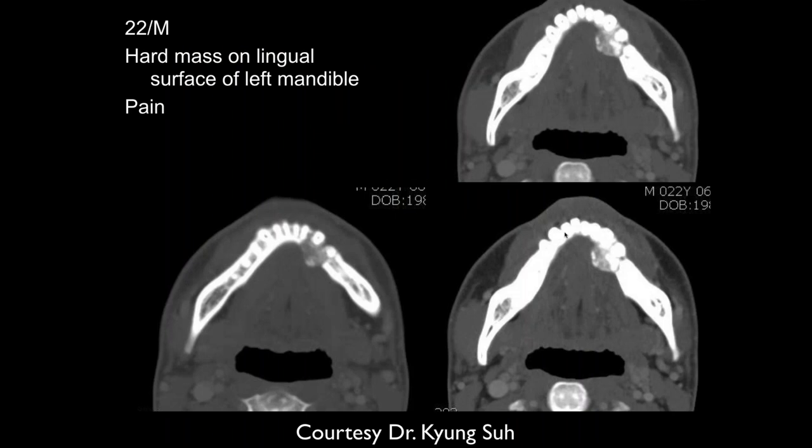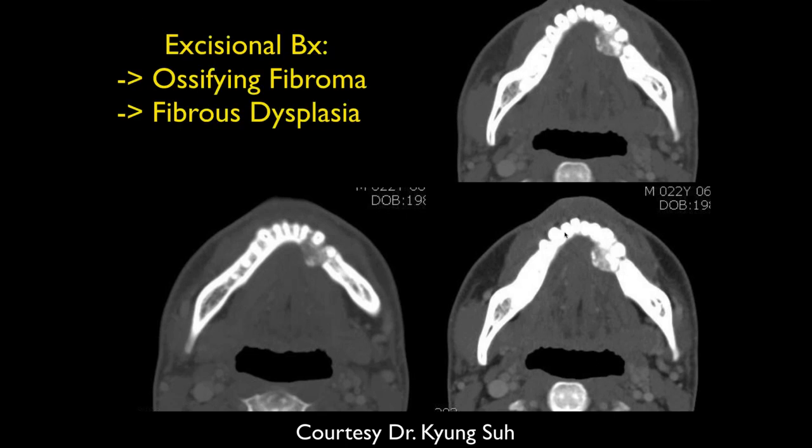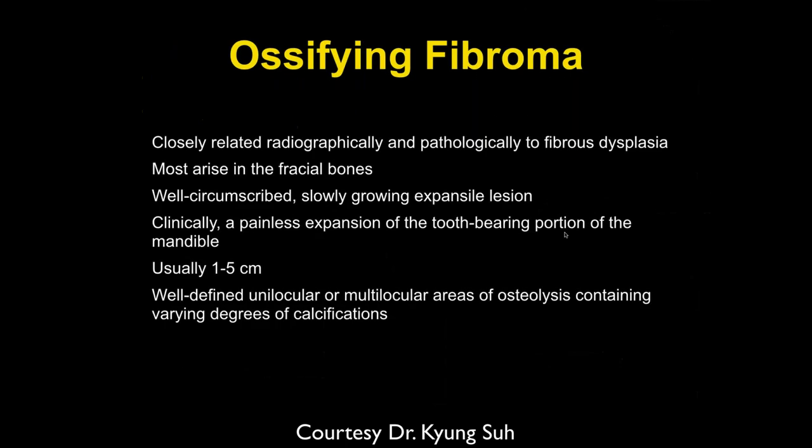Similar to multiple prior cases we saw, it's bony expansion and mixed density. Again, it could be fibrous dysplasia. This was biopsied, and this is kind of the differential, and finally they decided that this was an ossifying fibroma, very similar to fibrous dysplasia.